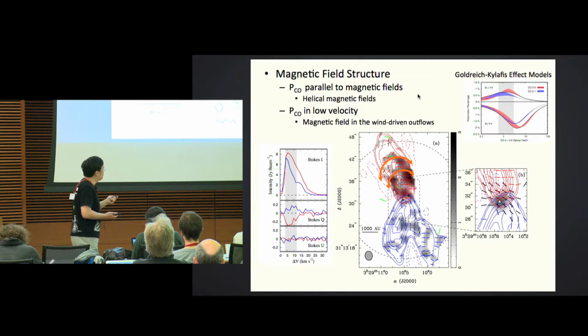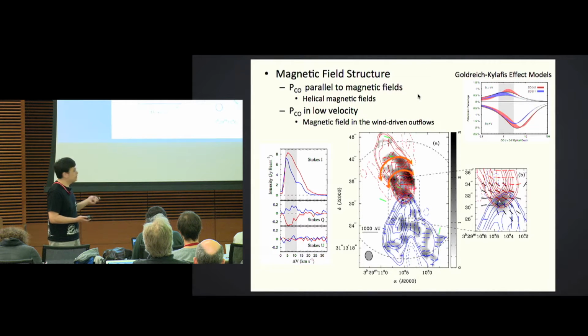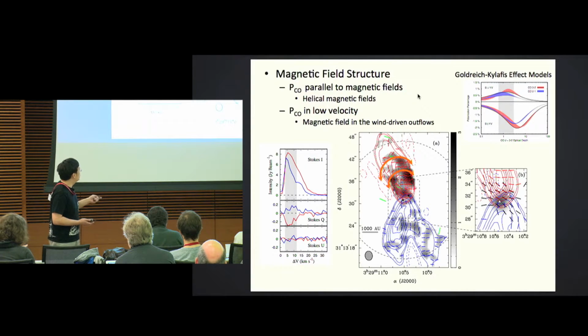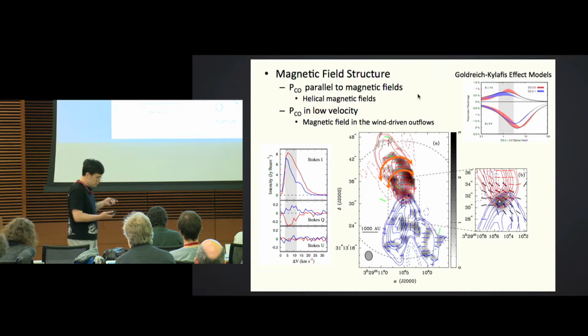But in the blue shift part, the polarization emission is more complex. Some vertical vectors here and horizontal vectors here. So right now we don't have a good story for the magnetic field in the blue shift lobe here.